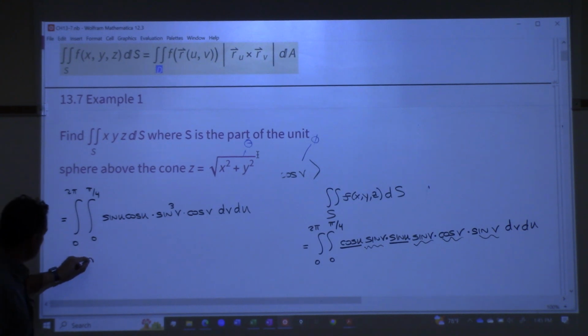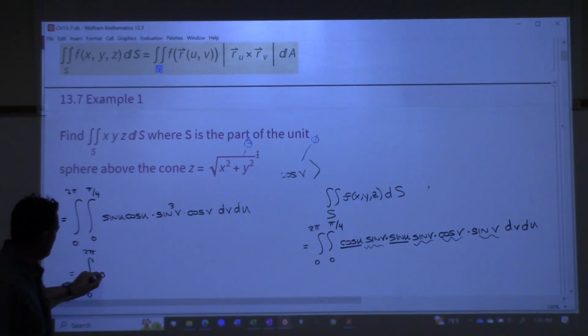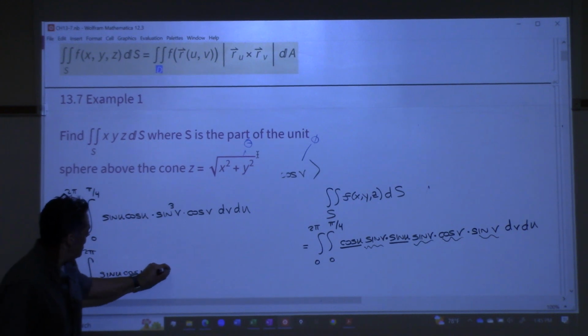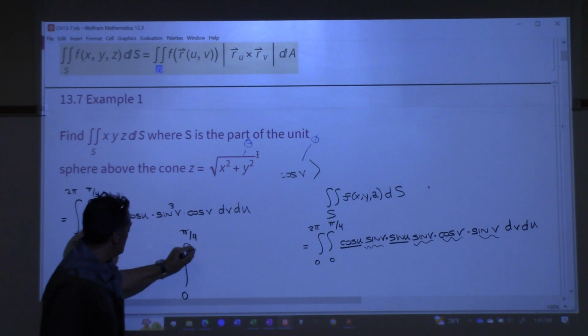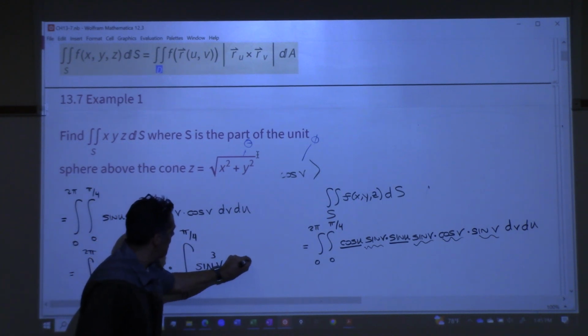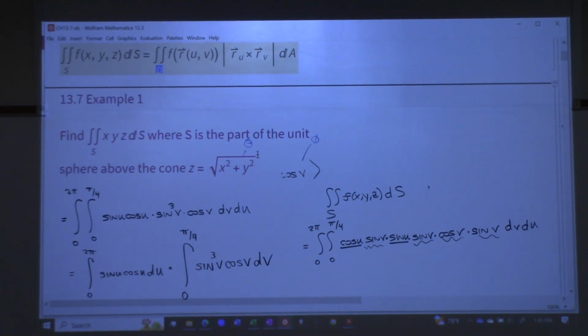So I'm going to do the first integral goes from 0, let's say, to 2 pi. That means I'm doing the one that's dealing with the u's. I'm going to put the u's together. Then I multiply that times the integral goes from 0 to pi over 4. And I'm going to do the v stuff together. I'm almost done, because I'm about to realize something.